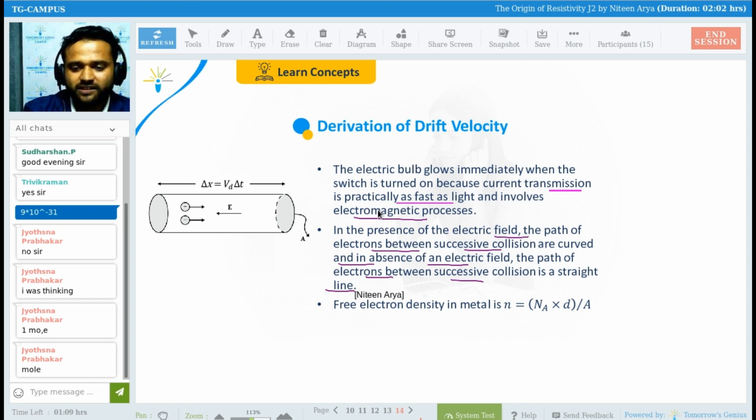Free electron density in a metal is n, which is Na into d by A. Na is the Avogadro number, d is the density, and divided by A. This small n, we're going to use that. In this way, if this is your area, and this is your distance, then in this particular distance, Na is the Avogadro number, d is the density, divided by A. Is this clear, everyone? This is just our definition, and we're going to see the actual meaning. Is this clear, everyone?